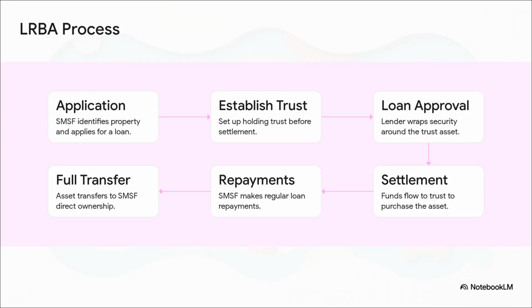Step 2, and please don't miss this, it's vital. Establish the holding trust before you even think about settlement. Okay, Step 3 is approval and security, where the lender wraps their security strictly around that holding trust asset. Step 4 brings us to settlement. Then, Step 5 is ongoing repayments. This is where your SMSF makes the payments using cash flow, like the property's rental income.